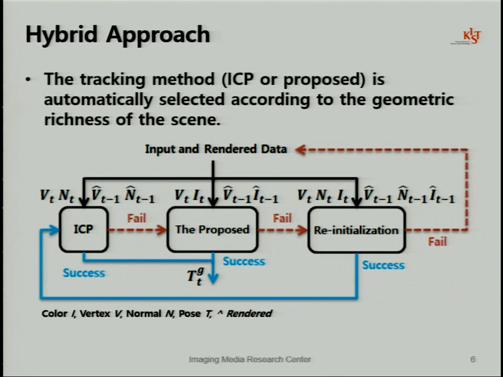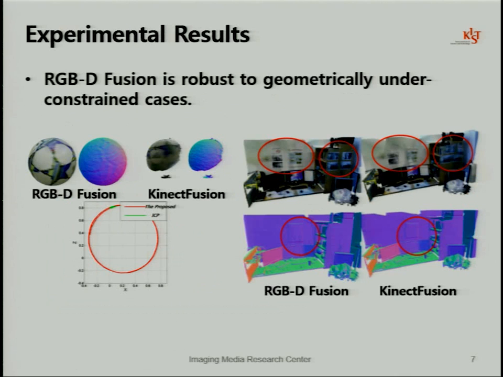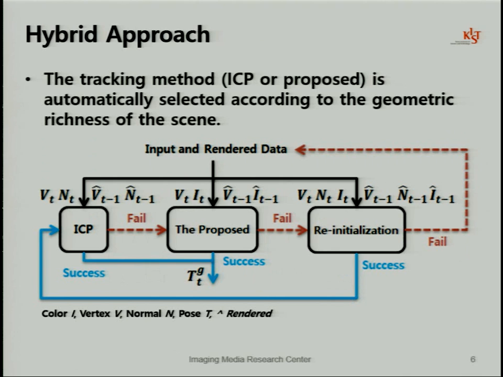For the robustness of the tracking, we also select the tracking method, either ICP or proposed, according to the scene geometry. The ICP-based tracking is preferred in the general case, but the proposed tracking method is selected when we don't have sufficient geometric features. The geometric richness is measured using the condition number of the linear system in ICP.